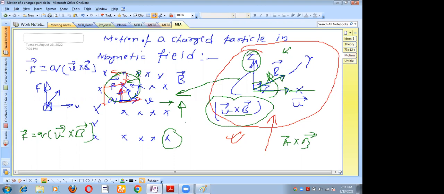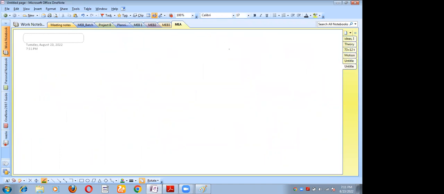And if the force is in upward direction, then its motion must be circular, right? Here the situation is like this. The charged particle is moving like this, and force is acting along this direction. Obviously, its motion will be curved, since force is acting towards the center. If the charged particle comes here, then its velocity is along this, and again force acts like this. That is why its motion will be circular.